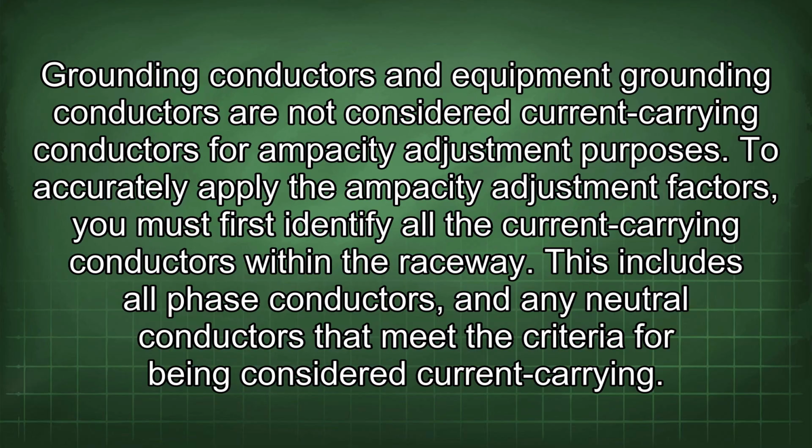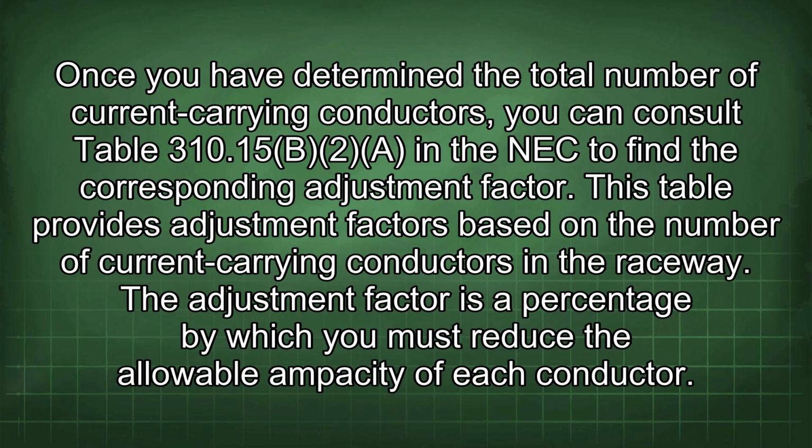To accurately apply the ampacity adjustment factors, you must first identify all the current carrying conductors within the raceway. This includes all phase conductors and any neutral conductors that meet the criteria for being considered current carrying. Once you have determined the total number of current carrying conductors, you can consult Table 310.15b2 in the NEC to find the corresponding adjustment factor. This table provides adjustment factors based on the number of current carrying conductors in the raceway. The adjustment factor is a percentage by which you must reduce the allowable ampacity of each conductor.